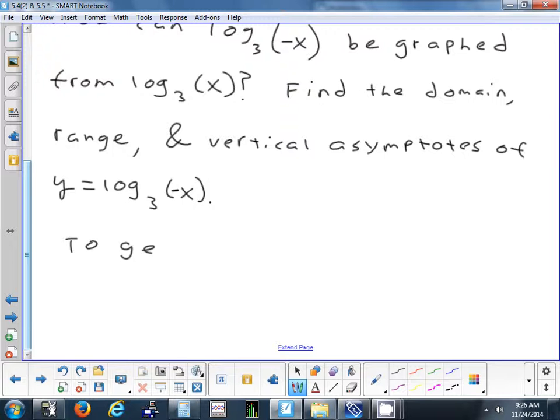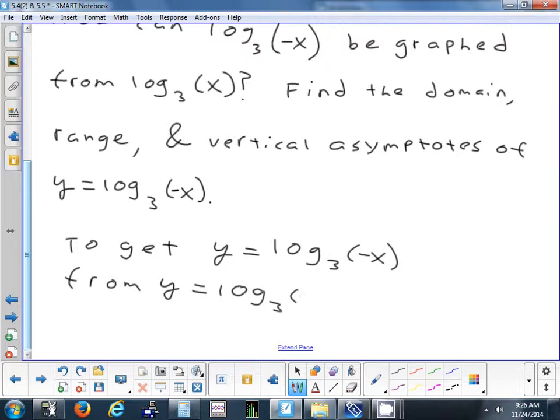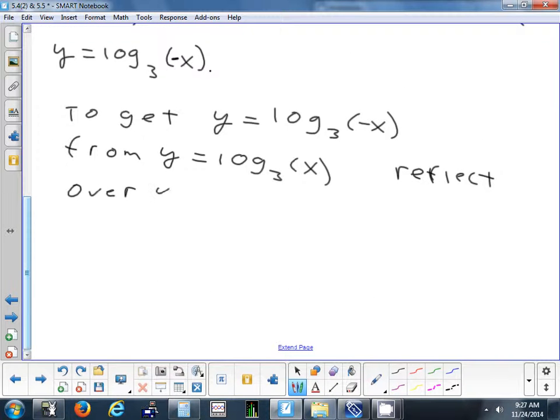So log base 3 of x, that's like the basic function you start with. That's like the parent function. All right. So to get log base 3 of negative x, take y equals log base 3 of x and reflect it over the y-axis.